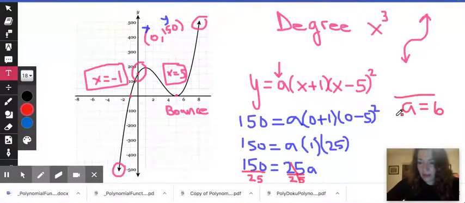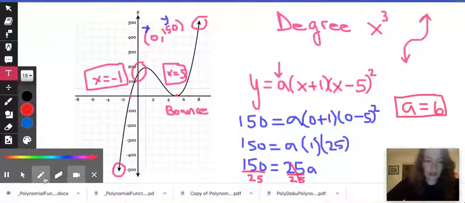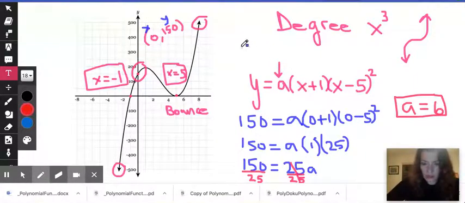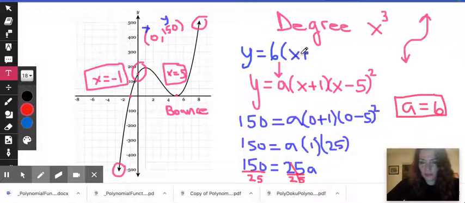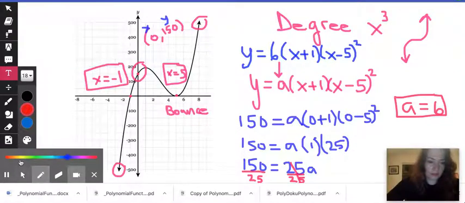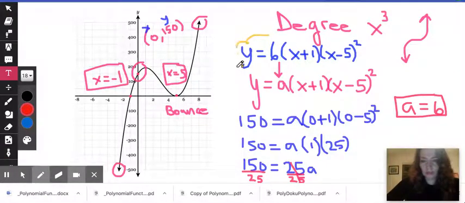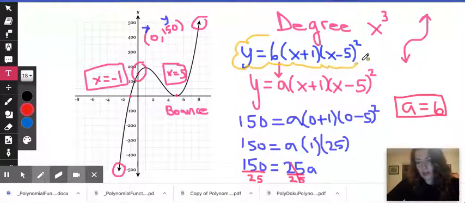Now that we have our a value, we're going to plug that back into our equation. So the equation of this graph is y equals 6 times (x plus 1) times (x minus 5) squared. And we can see that this equation represents a degree 3 polynomial.